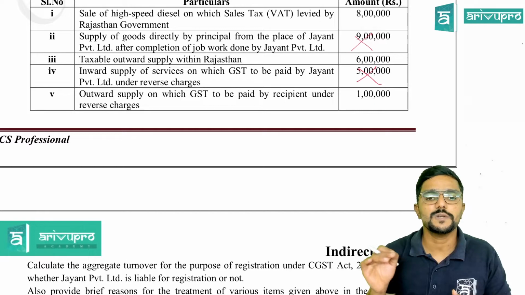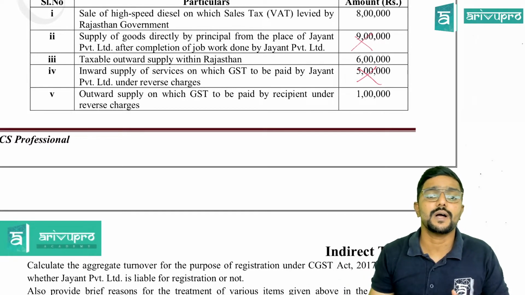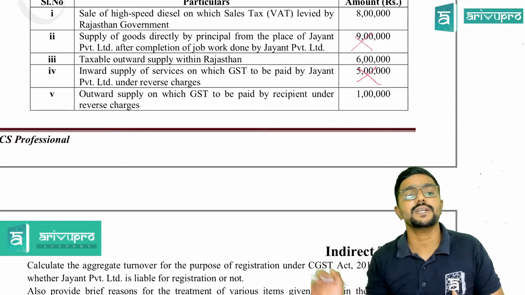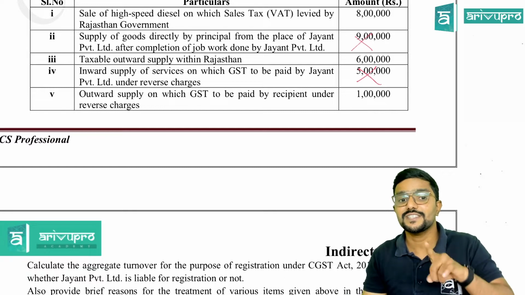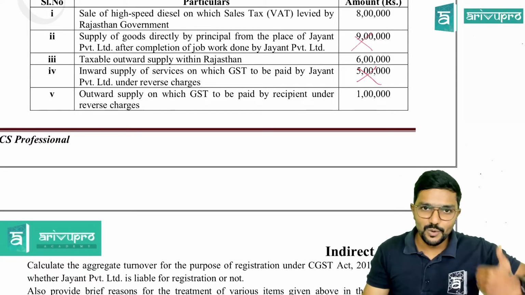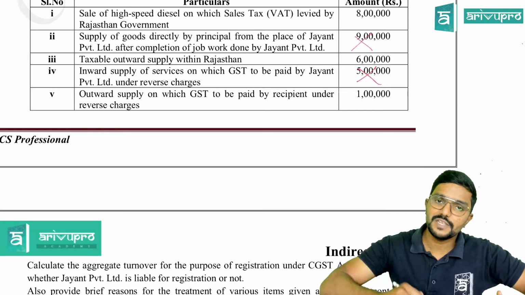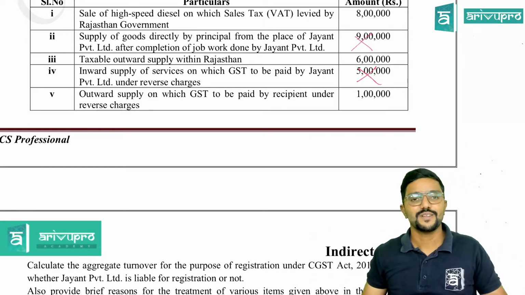Then outward supply on which GST to be paid by recipient under reverse charge. See, this is a different story. So here this is the outward supply of Giant on which the recipient will pay tax. So is it a turnover of Giant? Yes, it is a turnover.